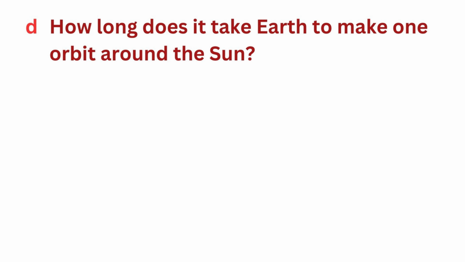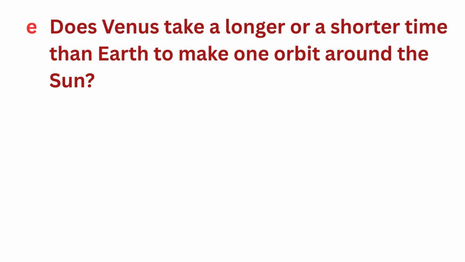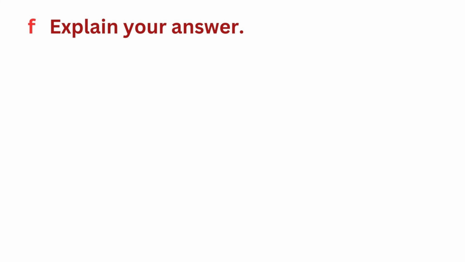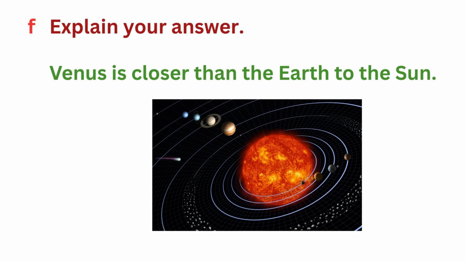D. How long does it take Earth to make one orbit around the Sun? It takes 365 and a quarter days, or 1 year, to make one orbit around the Sun. E. Does Venus take a longer or a shorter time than Earth to make one orbit around the Sun? Venus takes a shorter time than Earth. F. Explain your answer. Because Venus is closer than the Earth to the Sun.